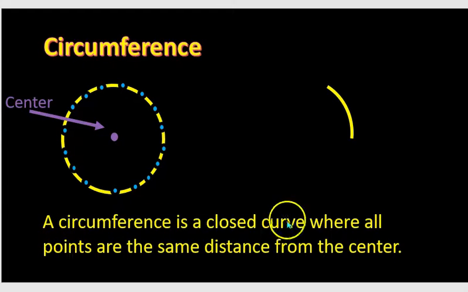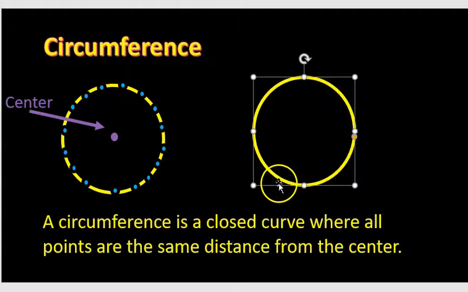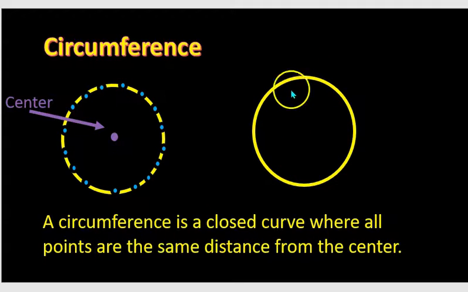A circumference is a closed curve. Do you see how this is a curve? It's not a straight line. It is a curved line. Once I close it up, it makes a circle. Now the part inside is going to be the flat two-dimensional surface. The yellow part is the boundary of the circle, which we call the circumference. And it's a set of points the same distance from the center point.